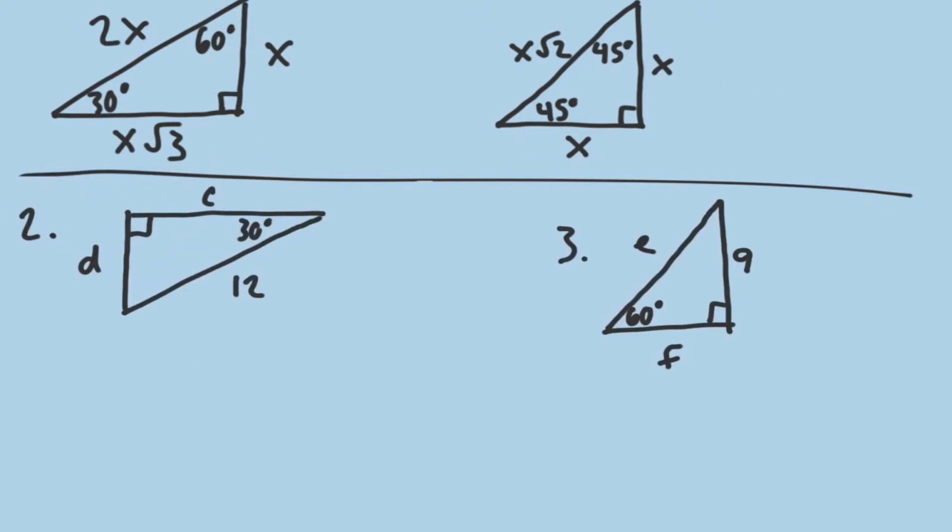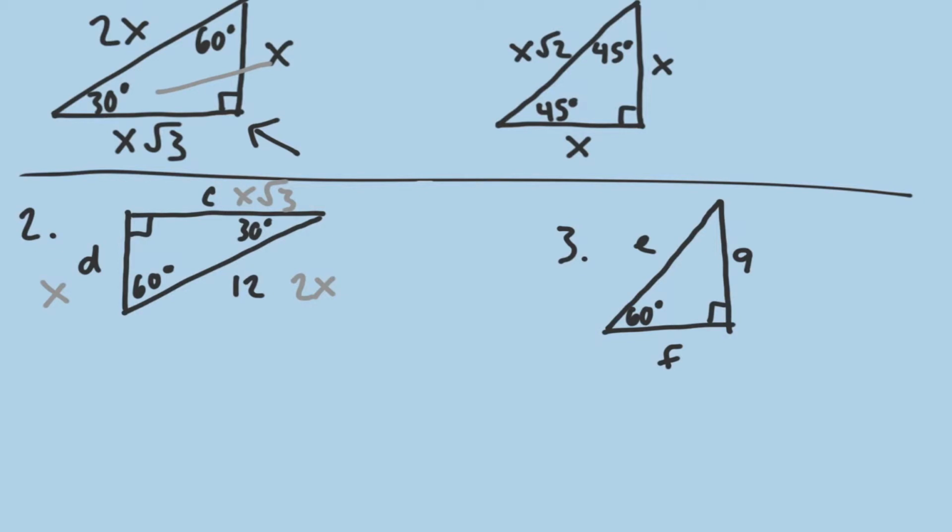A couple examples that are a little bit harder. Number 2, we have 30 degrees and 90 degrees. That would make the other angle 60 degrees. So we have a 30, 60, 90 triangle. So we want to look at this general triangle. What I would do is label the general sides of the triangle. So across from 30 degrees is x, and the other leg is x radical 3, and the hypotenuse is 2x.